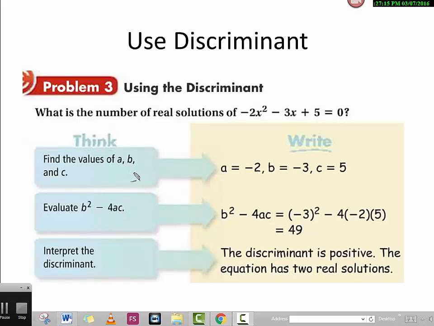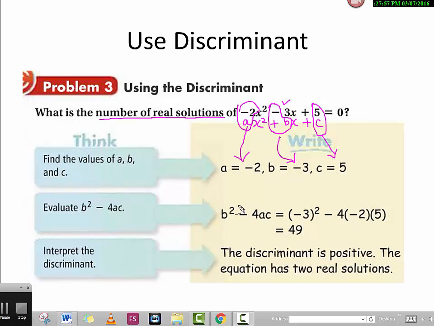Here is an example of how to use the discriminant to find the number of real solutions of these quadratic equations. Of course, the first thing we try is to identify the values of a, b, and c of the quadratic equation. Again, if you cannot see it, I rewrite it like this: ax squared plus bx plus c. So we line them up. a is equal to negative 2, b is equal to negative 3, and c, of course, equals 5.